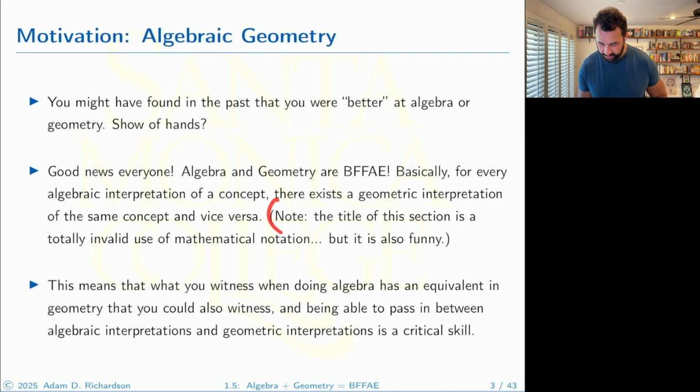Oh yeah, I have this little note. So just a note here. The title of this section is a totally invalid use of mathematical notation. Do not abuse the equal sign this way. Okay. Algebra and geometry may be BFFAE, but don't abuse the equal sign this way. I just couldn't help it because it was so funny. Anyway, back to what I was saying.